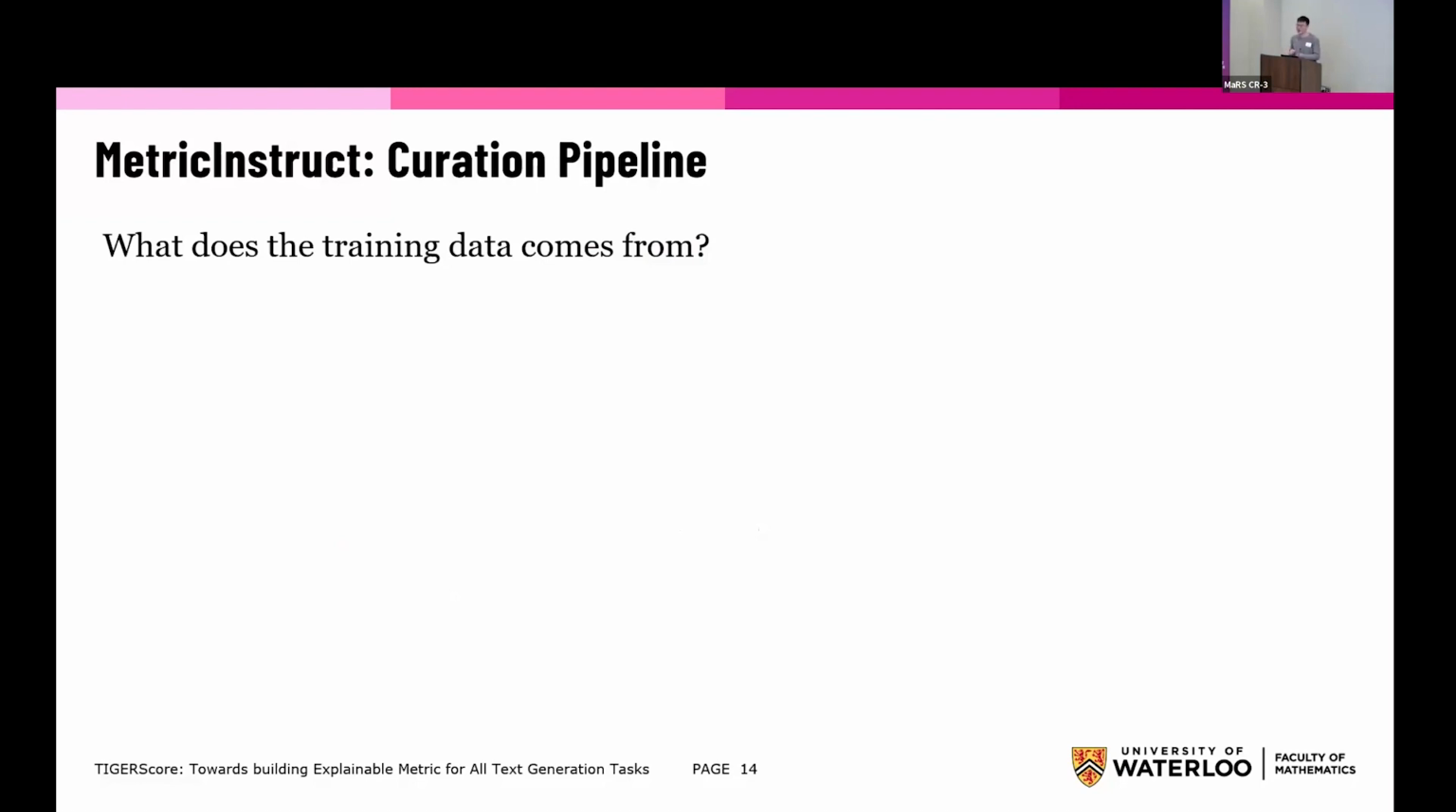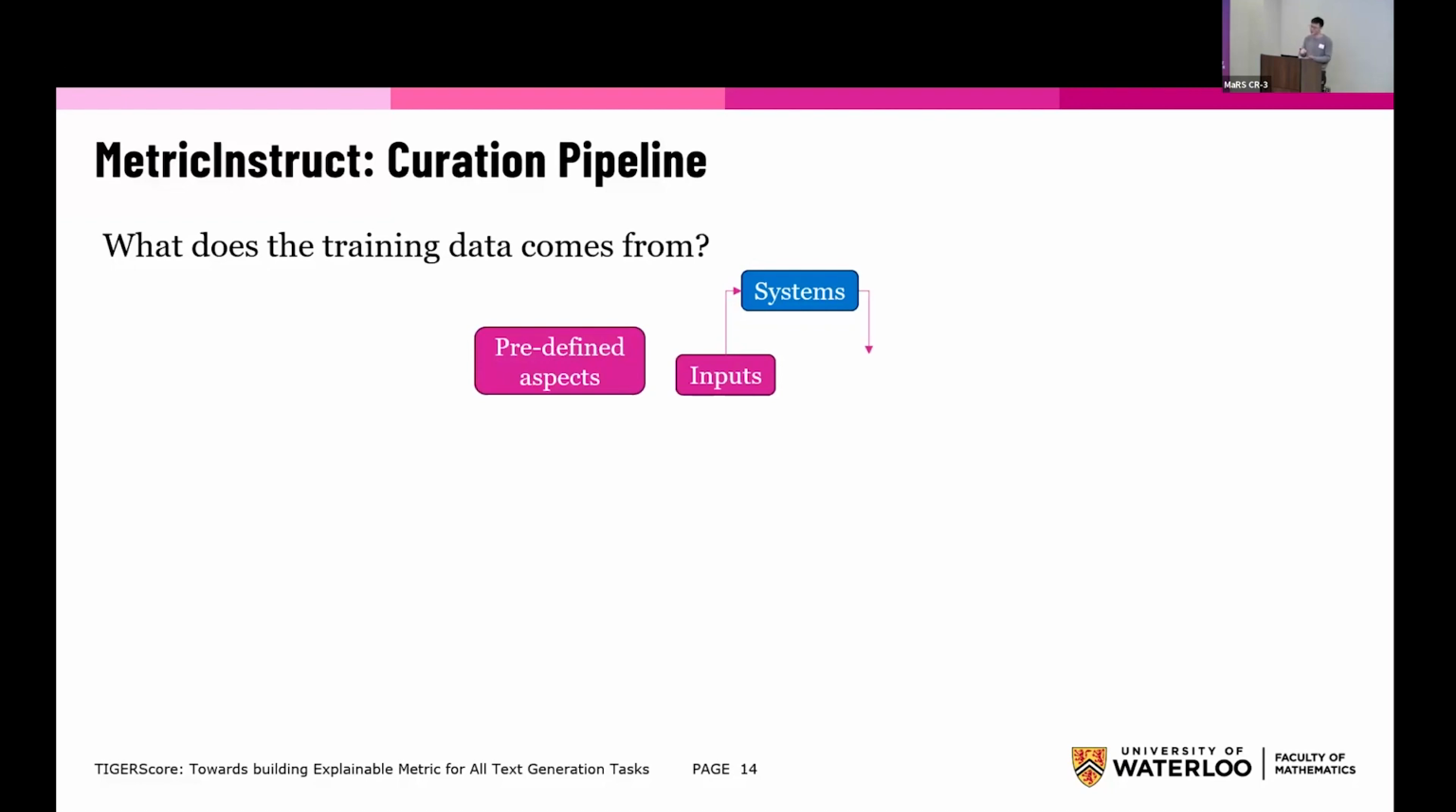This is a dataset we have curated to train TIGERScore. So how do we curate this dataset? How is this curation pipeline constructed? Where does the training data come from? Basically, the overall idea is that we have these predefined aspects, and we have collected some inputs from different tasks. After that, we feed these inputs to many different systems for different tasks, and we sample the outputs of these inputs.